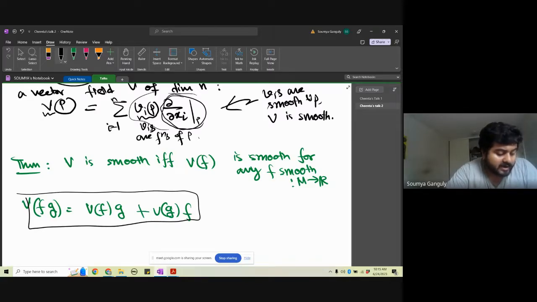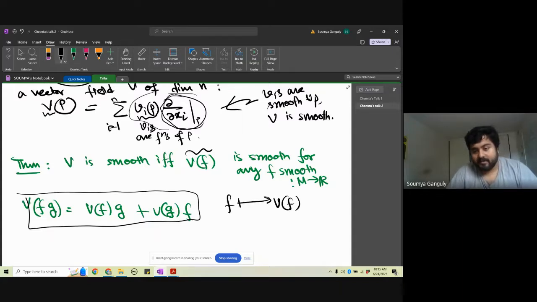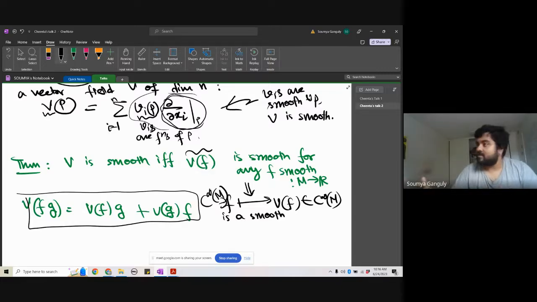And by the way, if f is a smooth function, then Vf is also a smooth function. So the map f to Vf is a smooth map, and this defines a smooth vector field.